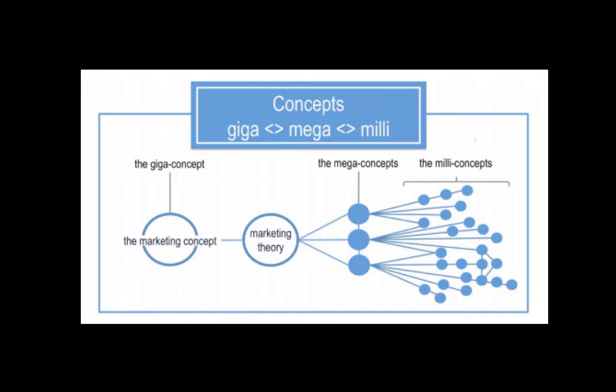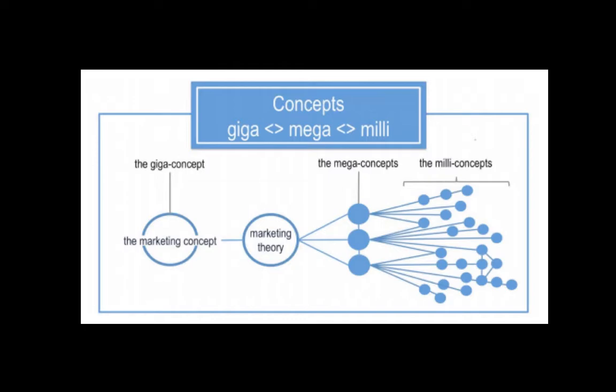Organisations that are on the market, no matter what industry they are in, are normally based on one of the following business concepts: the product concept, the selling concept, and the marketing concept. In this video, we are focusing on the marketing concept.